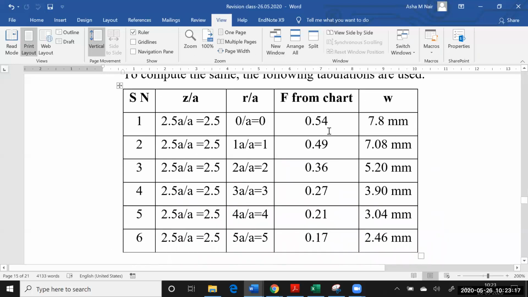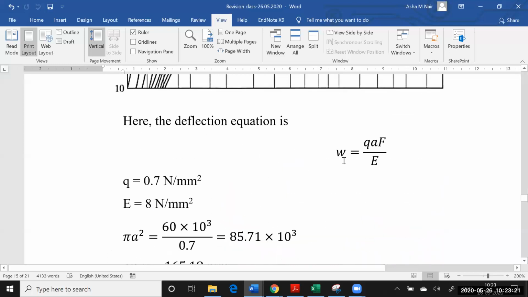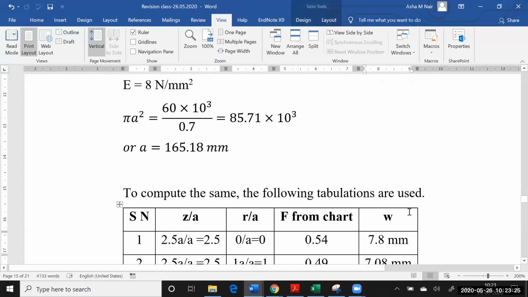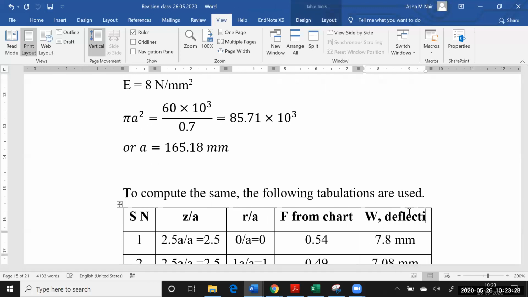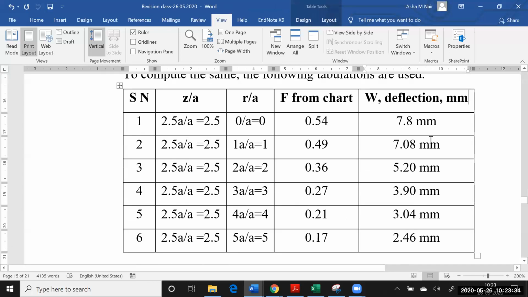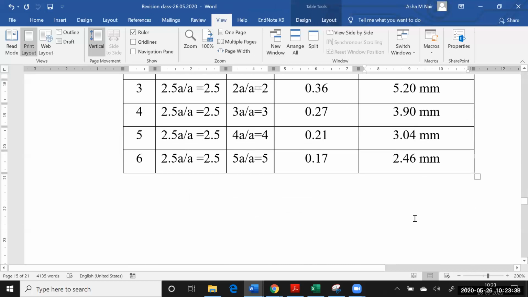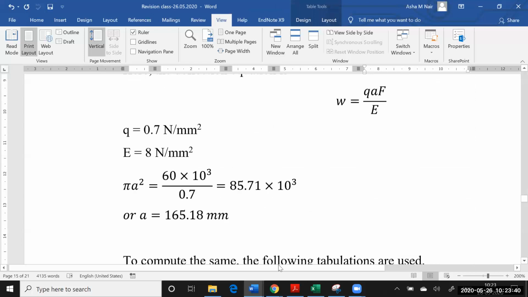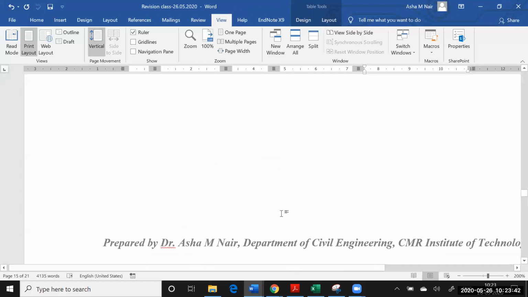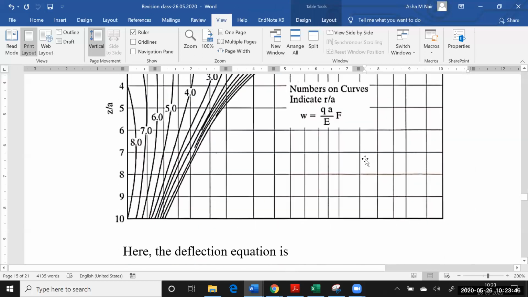Now, having got a value for F, I can find out the value for W by using this equation, wherein W is nothing but the deflection. In mm, I can get these values by just substituting all these things. Just do cross-checking and you will find out. Now we have got the deflection values, but my answer is not complete because we have to plot the deflection chart, the deflection curve.